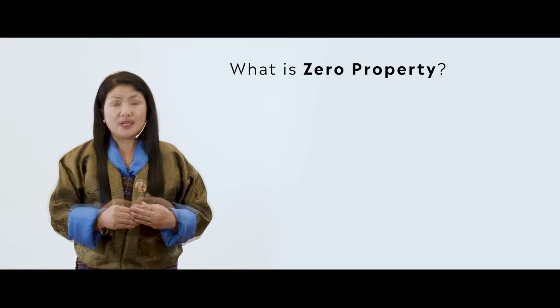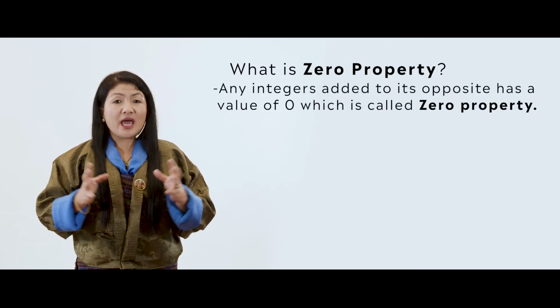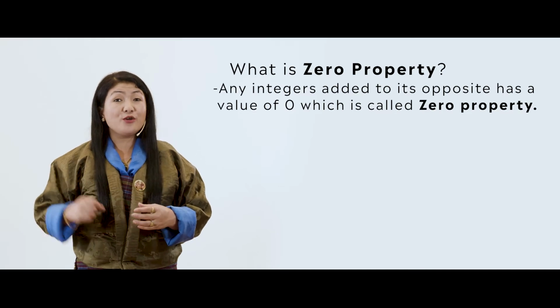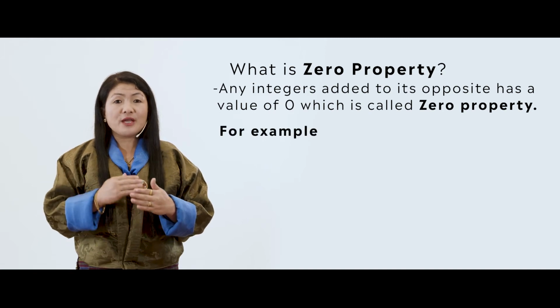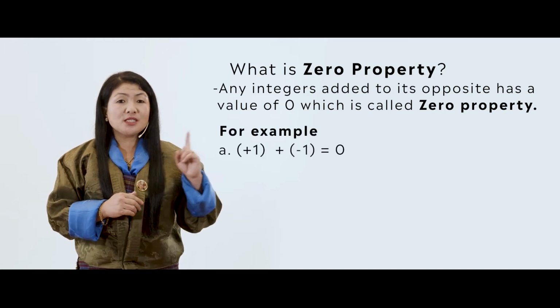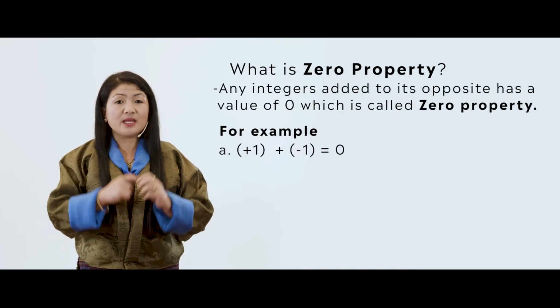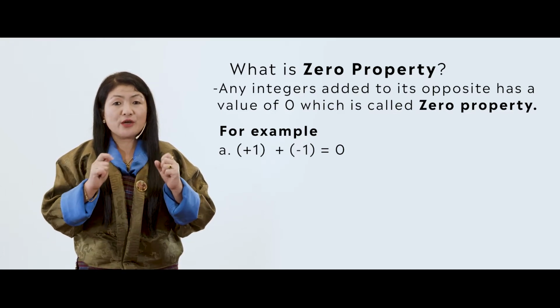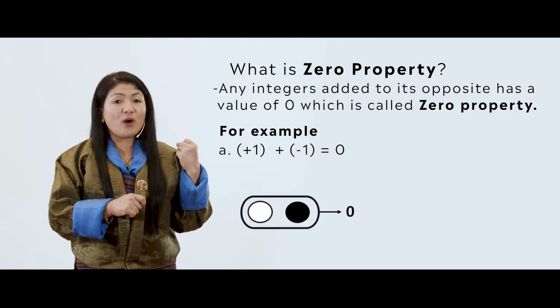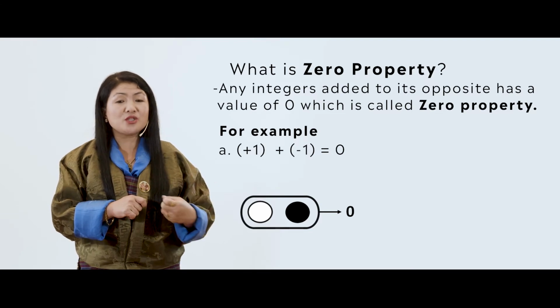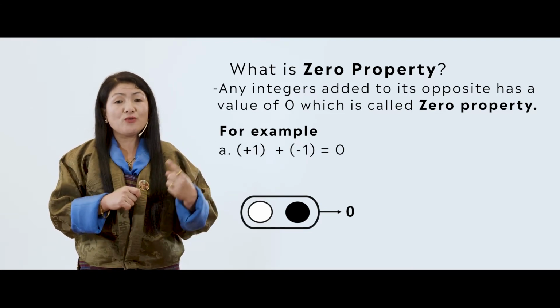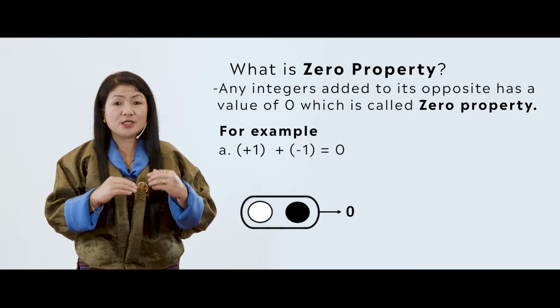Now let's move forward with our lesson by looking at what is zero property. Any integer added to its opposite has the value of 0, which is called zero property. For example, A, positive 1 plus negative 1, the value is 0. As we are using counters here, we are using one white counter which represents positive 1 and one black counter which represents negative 1. So when we add the opposite, the value is 0.